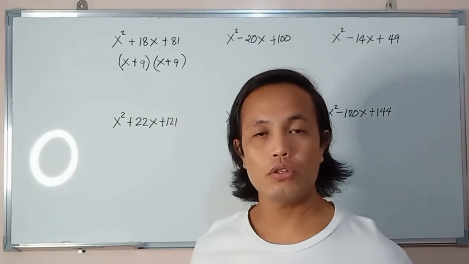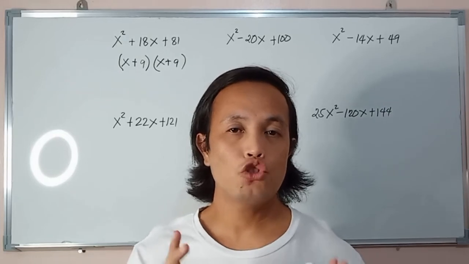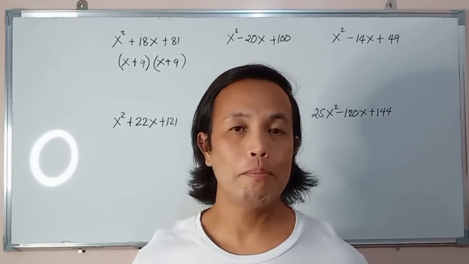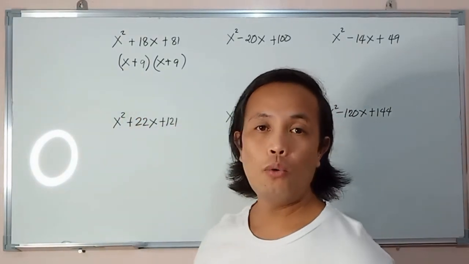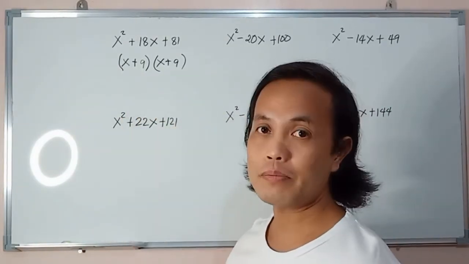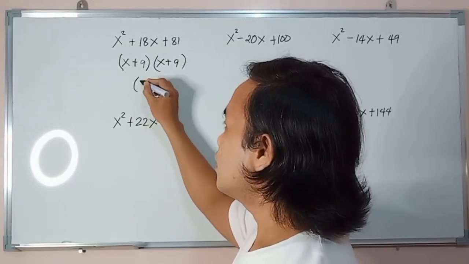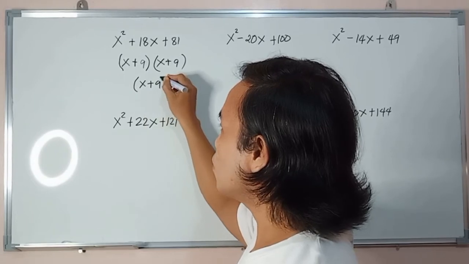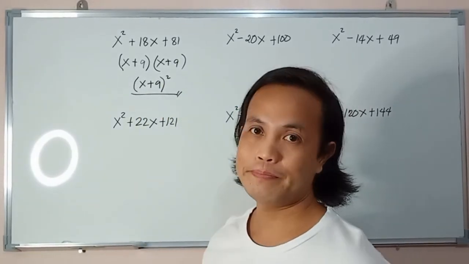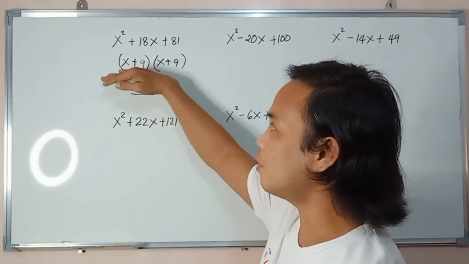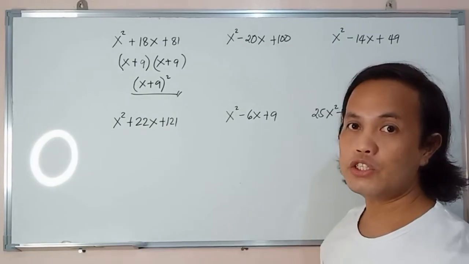You have to take note that the factors of a perfect square trinomial are two identical binomials. That's why we have x plus 9 times x plus 9, and we can write these two binomials as the square of a binomial: x plus 9 quantity squared. This is now our final answer. Both forms are correct. Now let's proceed to our next example.